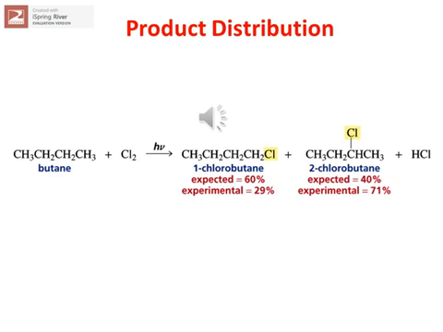What is the reason for the high proportion of 2-chlorobutane, although its statistical distribution is lower than that of 1-chlorobutane? This needs some explanation. Let us discuss why 2-chlorobutane is obtained in higher yield than 1-chlorobutane.